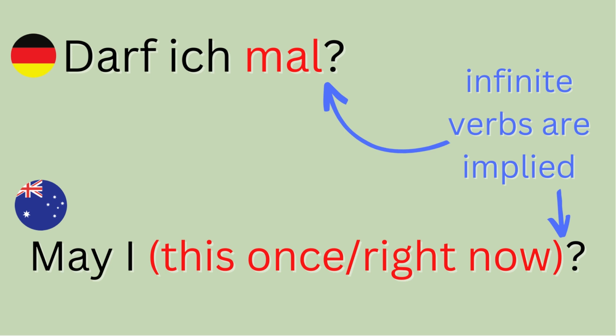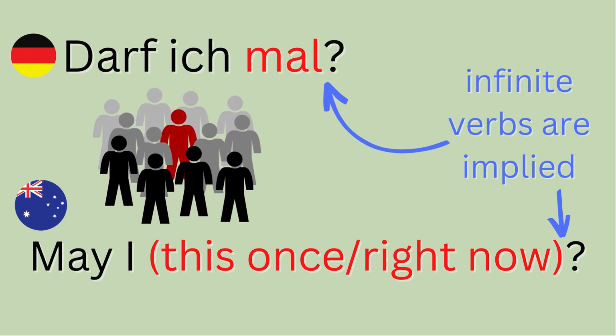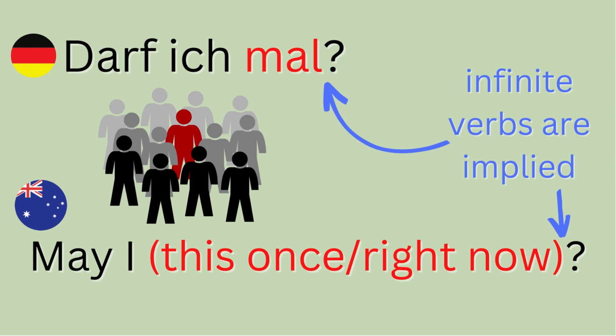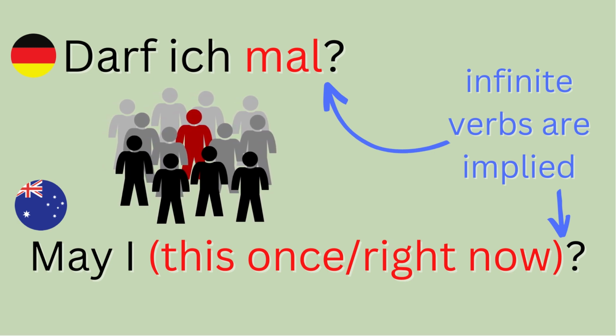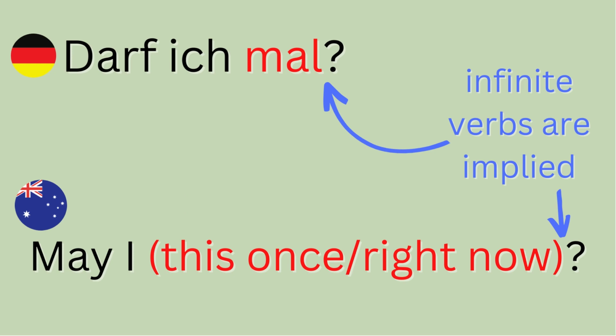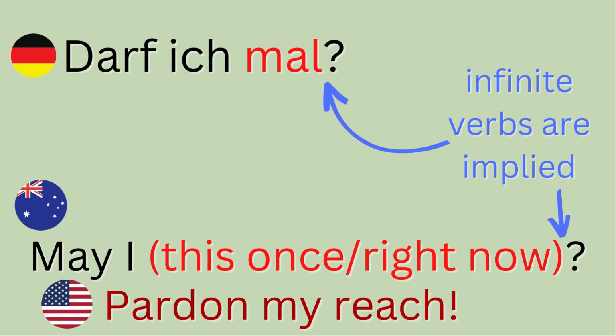So for instance, if people are in the way and you're trying to find your way through a crowd, you could say, darf ich mal? In other words, may I pass? It also could be used for when, especially North Americans might say, pardon my reach.